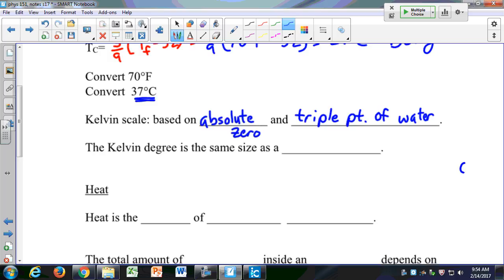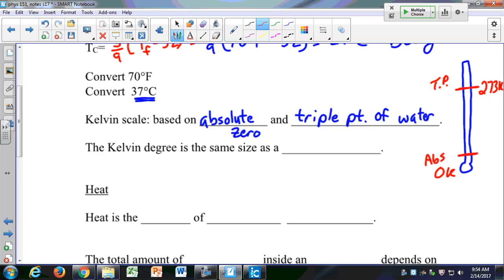So if this is our thermometer, this is absolute zero. And then up here, we have the triple point of water. We say this is 0 Kelvin. We say this is 273 Kelvin. And then we set the values in between.